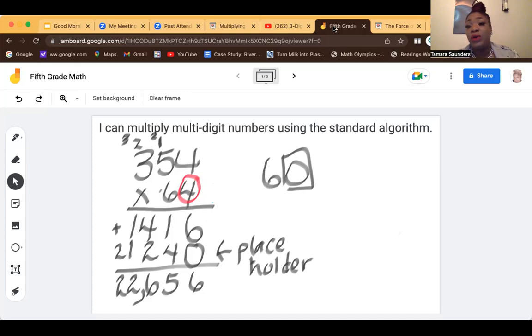Boys and girls, remember, you can always stop this video, you can pause, you can replay, you can even, before I work out the problem, stop and see if you can do it on your own.